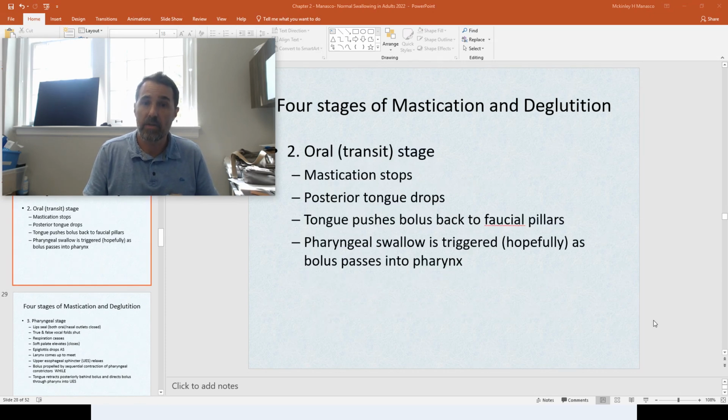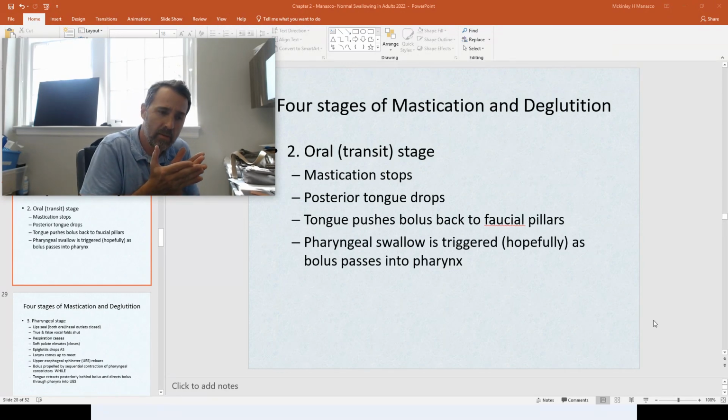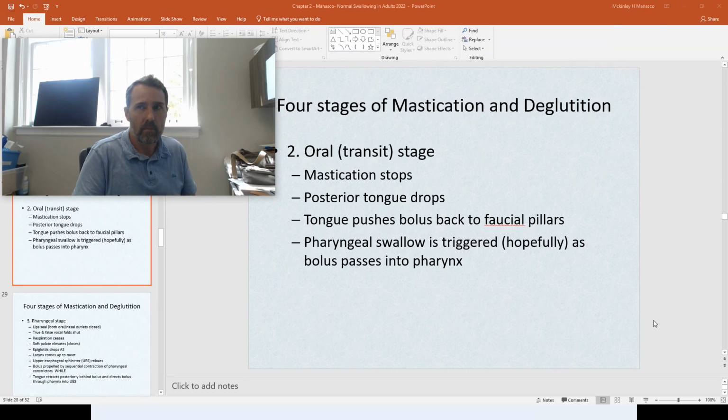During the oral transit stage, mastication stops and the tongue sort of grooves itself and moves the bolus posteriorly towards the pharynx. If one side of the tongue is weakened and flaccid, then it's potentially not going to be able to transmit the bolus posteriorly. So there may be a deficit in AP transit, antero-posterior movement of the bolus, that we refer to as AP transit. So problems with AP transit, it's an oral stage dysphagia.